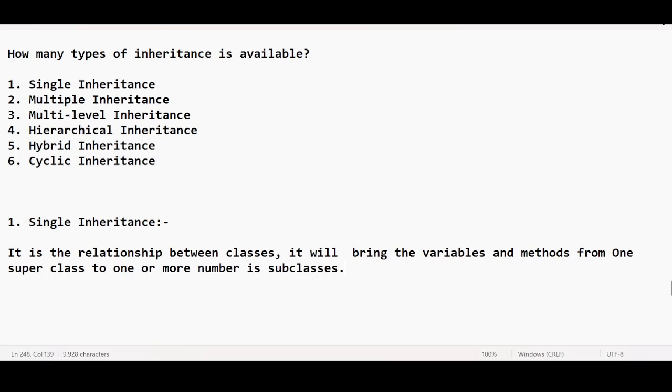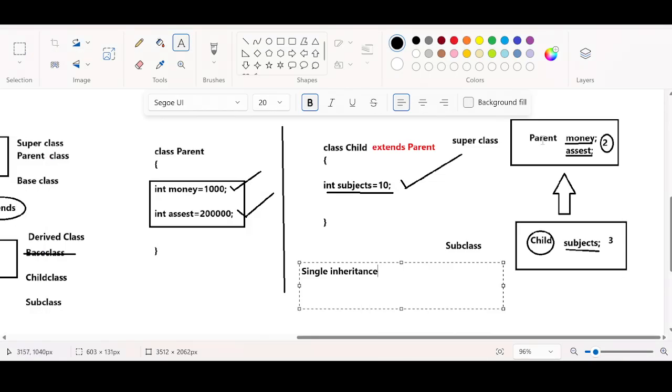Go back to the code, right? It is a relationship between classes. It will bring the variables and methods from one superclass to one or more subclasses, right? So this is one superclass. All the variables and methods, I am not taking methods here, I am taking only variables here. So all the variables are available for the child class also.